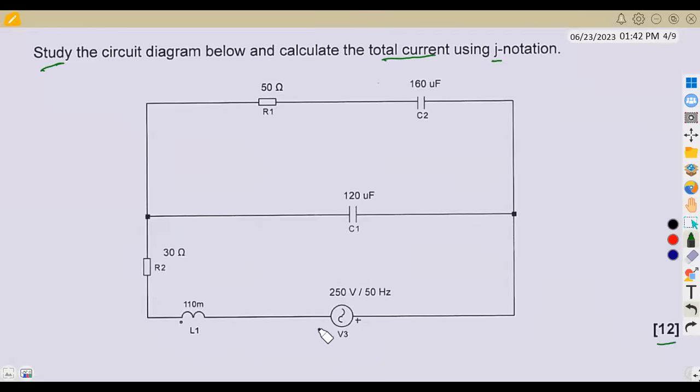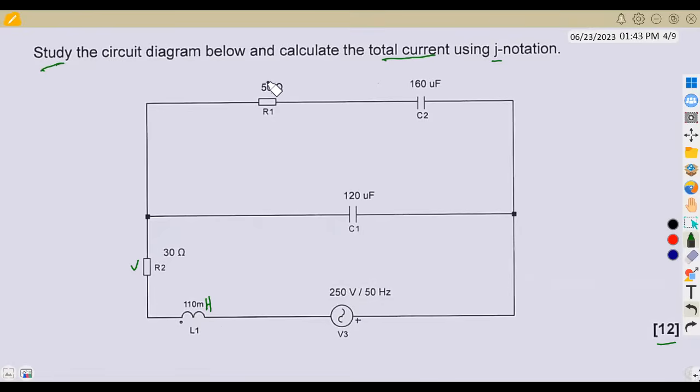If we check here, we have got our voltage source. This is AC, so AC does not affect, its plus or minus. What we just need is to know the flow of current, which is in series here with R2 being 30 ohms. And we've got an inductor, L1, which is 110 millihenries. This is inductance. C1, our capacitor, is 120 microfarad, C2 is 160 microfarad, and R1 here is 50 ohms.